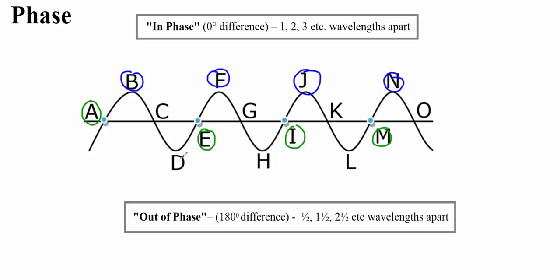Or I can do the same thing on my troughs. D, H, L, they are all in phase with each other. Heck, we can even look at these equilibrium spots. C is in phase with G, which is in phase with K, which is in phase with O. Now, I'm going to go ahead and erase all that, talk about what's out of phase, but all the light color are in phase with each other.